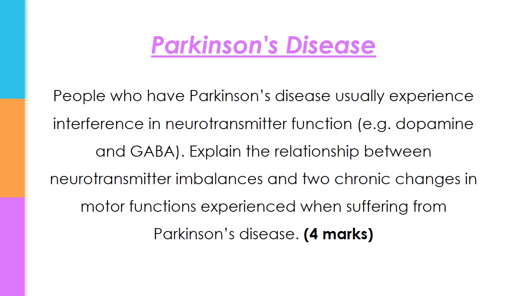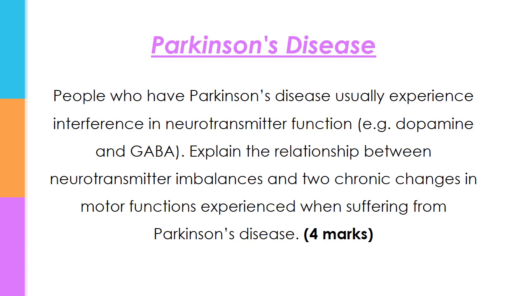So here's a question that you can look at. People with Parkinson's disease usually experience interference in neurotransmitter functions, so dopamine, don't worry about GABA. Explain the relationship between neurotransmitter imbalances and two chronic changes in motor functions experienced when suffering from Parkinson's disease.